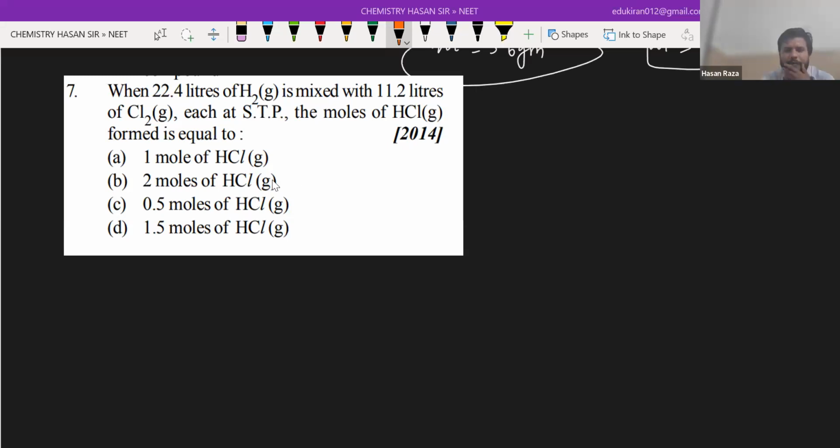Okay. First, you need to write a reaction. You can see H2 gas is mixed with 11.2 liter of Cl2. So before that, you need to write a reaction. H2 in gas reacts with Cl2 in gas, and it will give you HCl. To balance it, you have to multiply HCl by 2. Is that clear? Now, it has been given that 22.4 liter and this is your 11.2 liters.